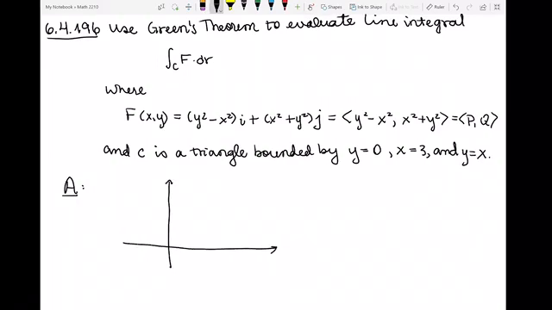So here's our xy plane. And we know that we're bounded below by this y equals 0 guy. So maybe I'll get another color here. Y equals 0. And we have y equals x. And then we have x equals 3, maybe right in here. That is our x equals 3. Okay, so we're going over this path here. That's this triangle here.